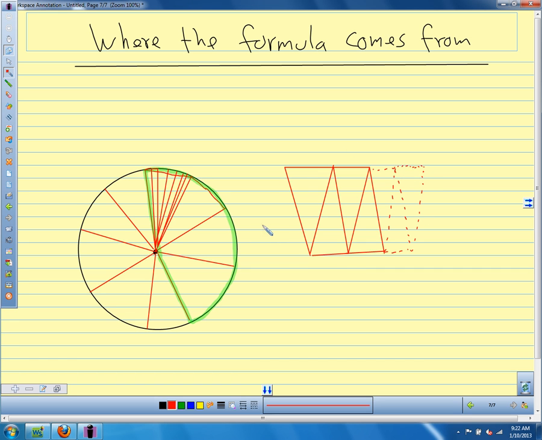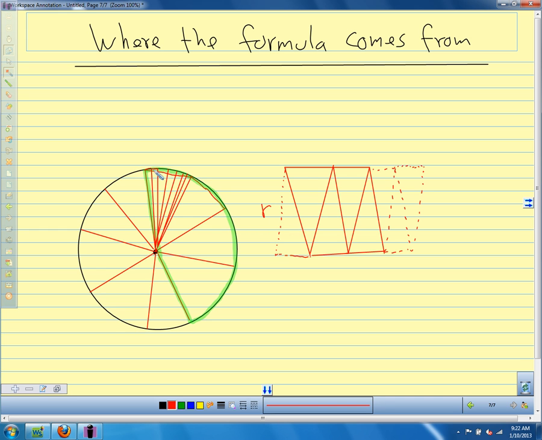Well, if I had a bunch of tiny, tiny, tiny little triangles and I put them all together, what does this shape kind of look like? Kind of looks like a trapezoid. What if I put another triangle on? It's pretty close to a rectangle. Well, what part of the circle is this side of the triangle? If I cut this out, that's the radius. So the height of my rectangle is going to be the radius.